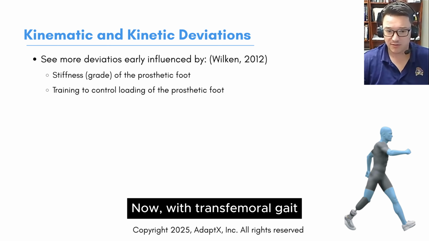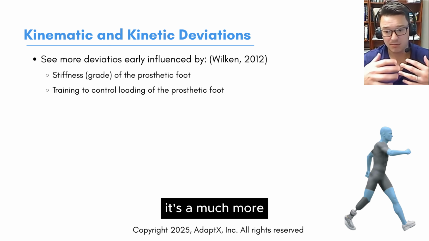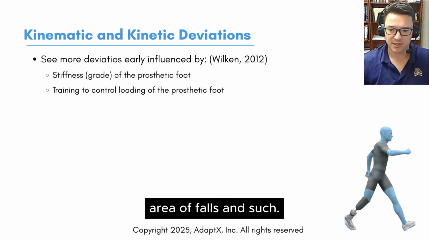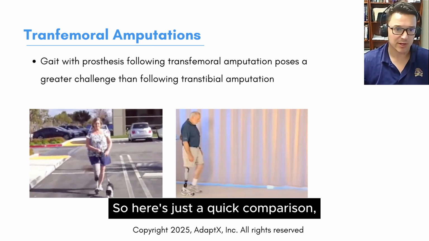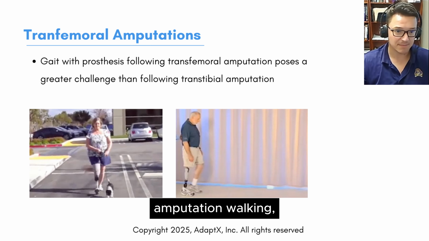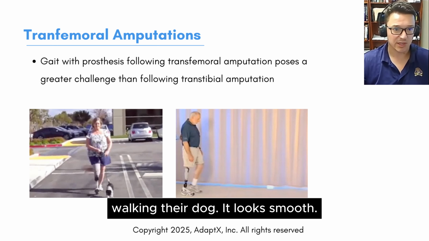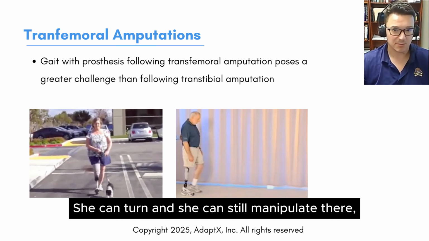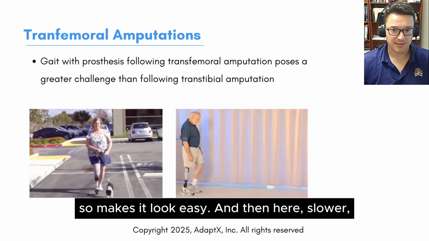With transfemoral gait, it's a much more complex and also a much more common area of falls and such. So here's just a quick comparison. Here's another version of a person with a transtibial amputation walking their dog. It looks smooth. She can turn and she can still manipulate there. So it makes it look easy.